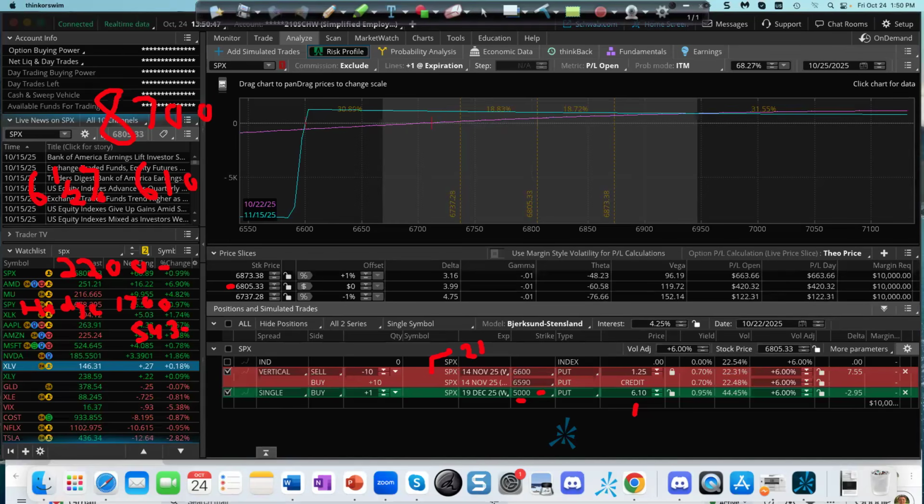Were they invented for leverage? No. I mean, leverage is what most people are attracted to, but they were invented for risk management, right? So anyways, that's the credit spread.